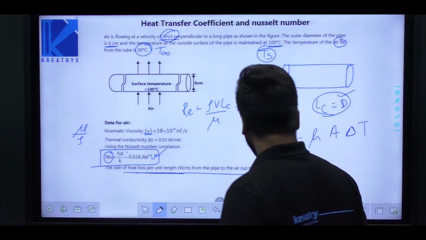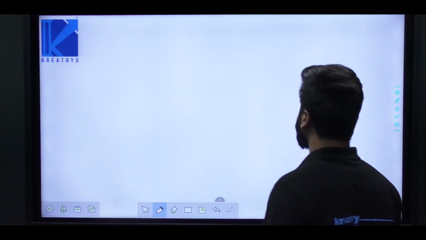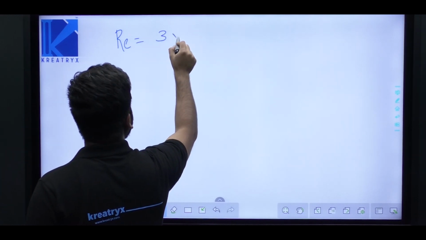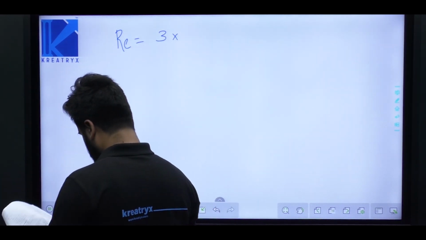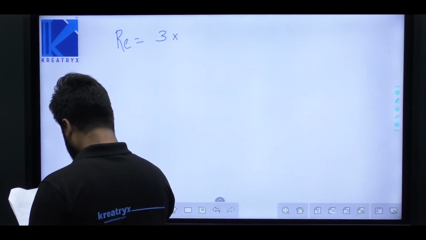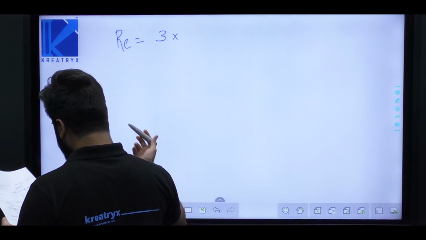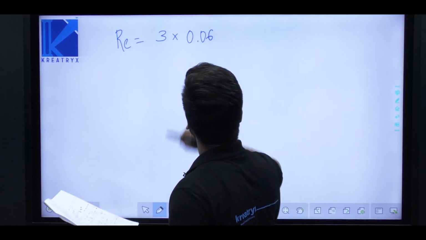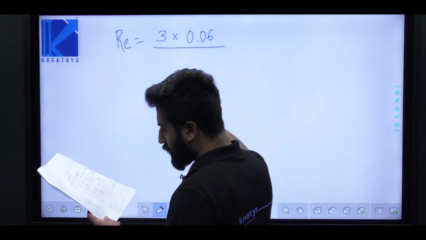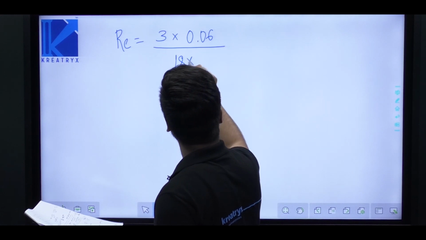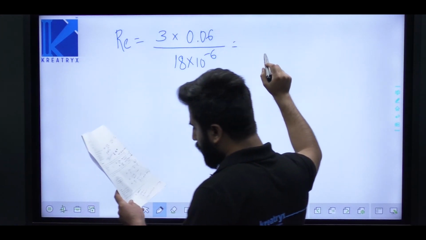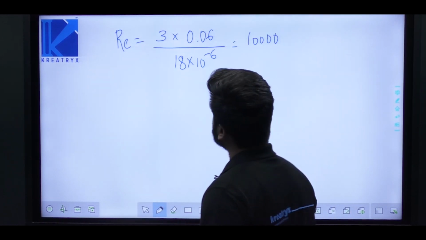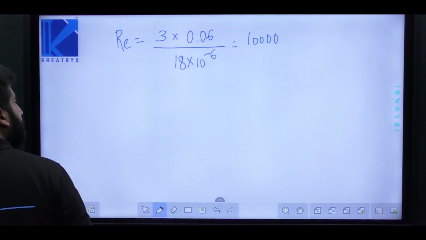So let us do this. The value of Reynolds number will be V, which is 3 meter per second, and Lc is the diameter, 6 centimeter, that is 0.06 meter. V D by nu. Nu is 18 into 10 to the minus 6. So this comes out to be 10,000. Okay, it's flowing over a pipe.